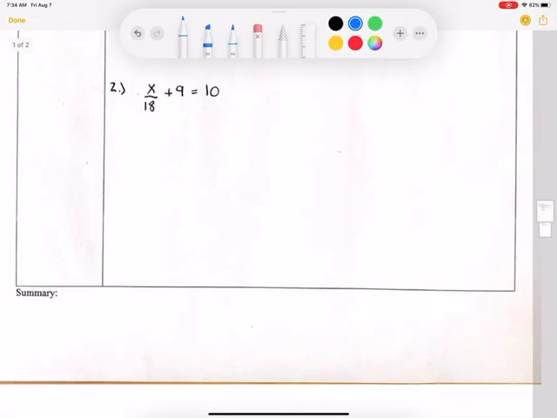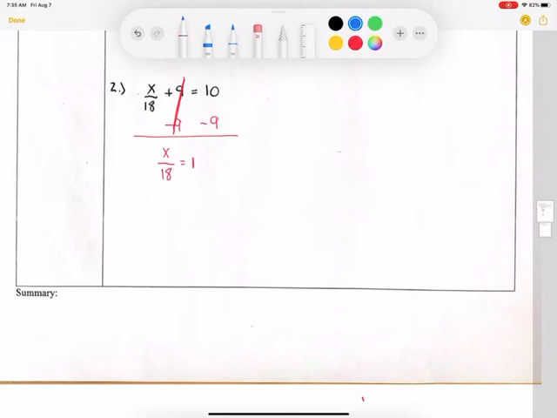Example 2 is x divided by 18 plus 9 equals 10. Again, I'm going to treat x divided by 18 as one piece. 18 is attached to x, so I'm not moving 18 first. What I'm going to move first instead is this plus 9. So to move the positive 9, I'm going to subtract 9 from both sides. These 9's will then cancel out. On the left-hand side, I'm left with x divided by 18. And on the right-hand side, 10 minus 9 is 1.